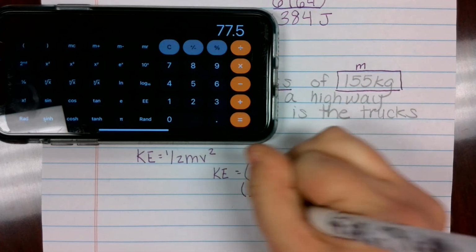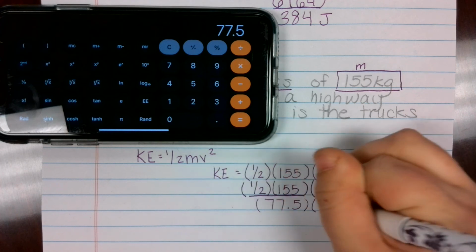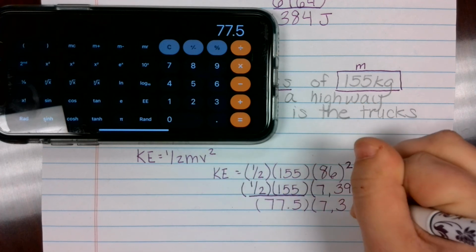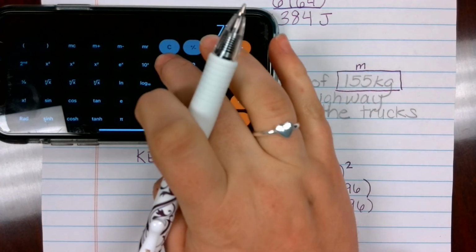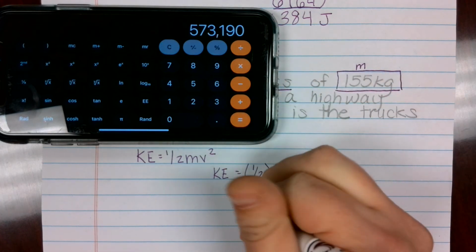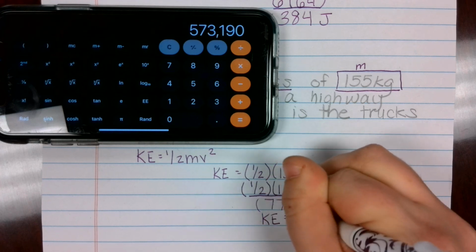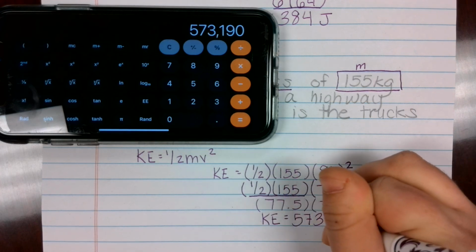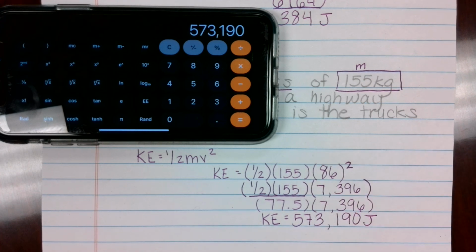we have 77.5 multiplied by 7,396. And there we go. My kinetic energy is 573,190 joules. That seems like a lot of kinetic energy. Maybe our guy in the truck should slow down.